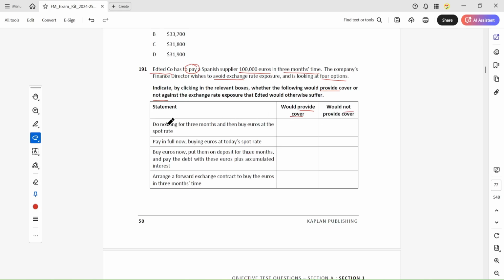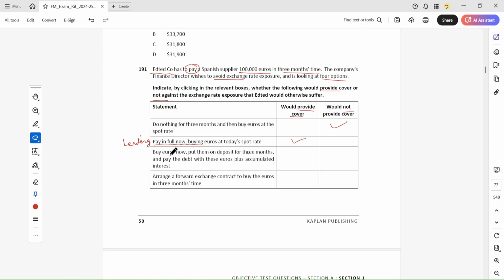Do nothing for 3 months and then buy euro at the spot rate. Does it provide cover? No, it will not provide cover. If you don't do anything and then buy at the spot rate, you still face the exchange rate risk. Next, pay in full now and buy euro at today's spot rate. Yes, this is leading, a traditional way of mitigating the risk.